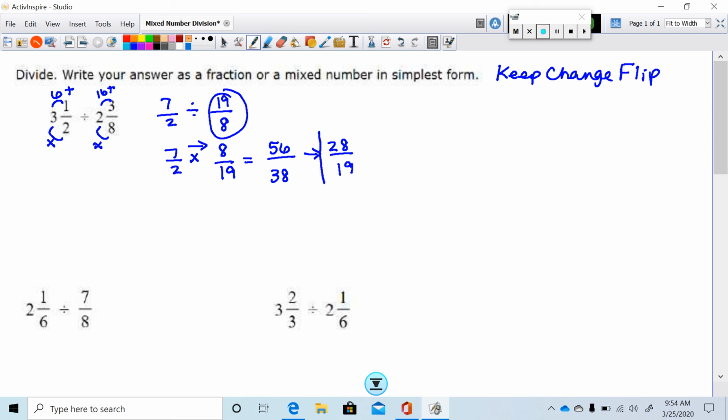If you're going to write it as an improper fraction, that would be the answer. To change it to a mixed number, you keep the denominator like it is. 19 goes into 28 one time with 9 left over. The reason I say 9 left over is 19 times 1 is 19, and 28 take away 19 is 9. So either answer is correct for this particular problem.